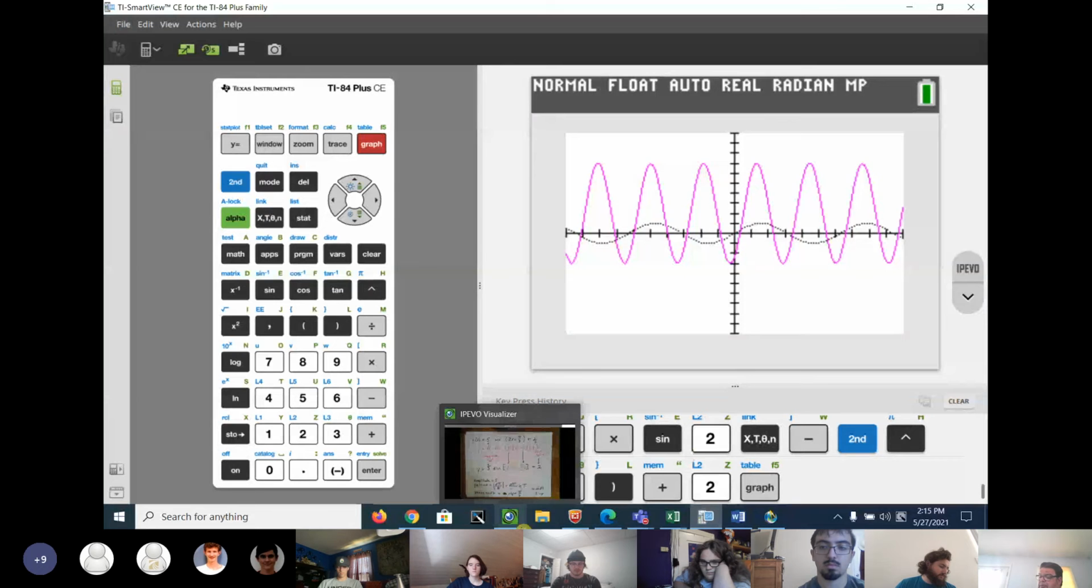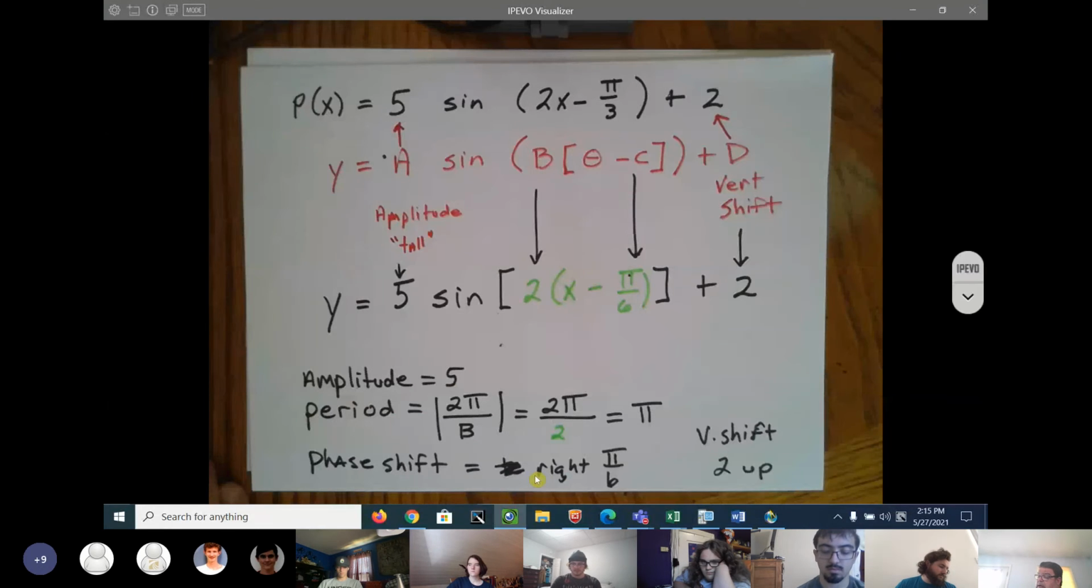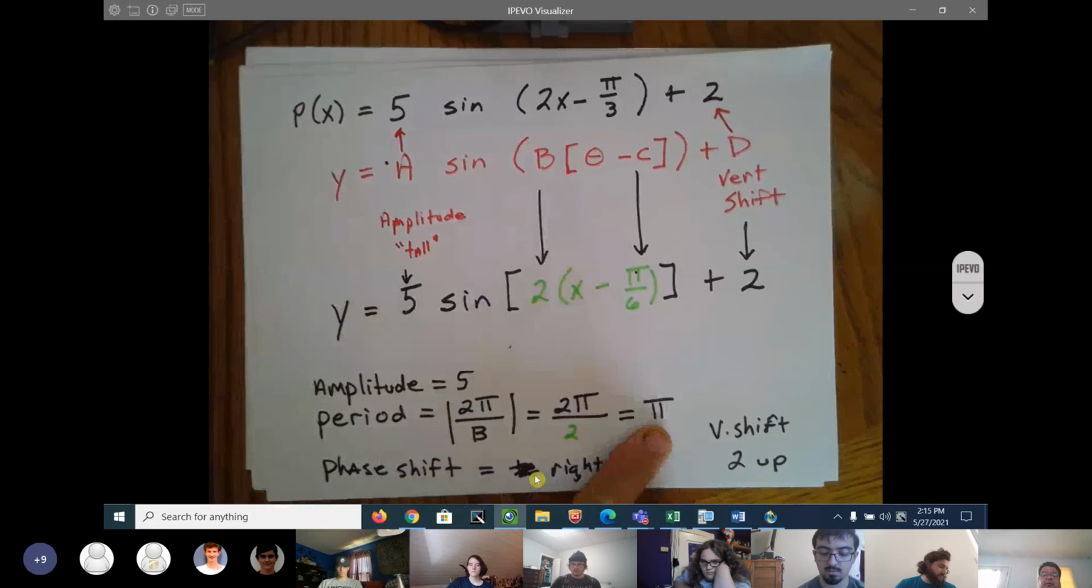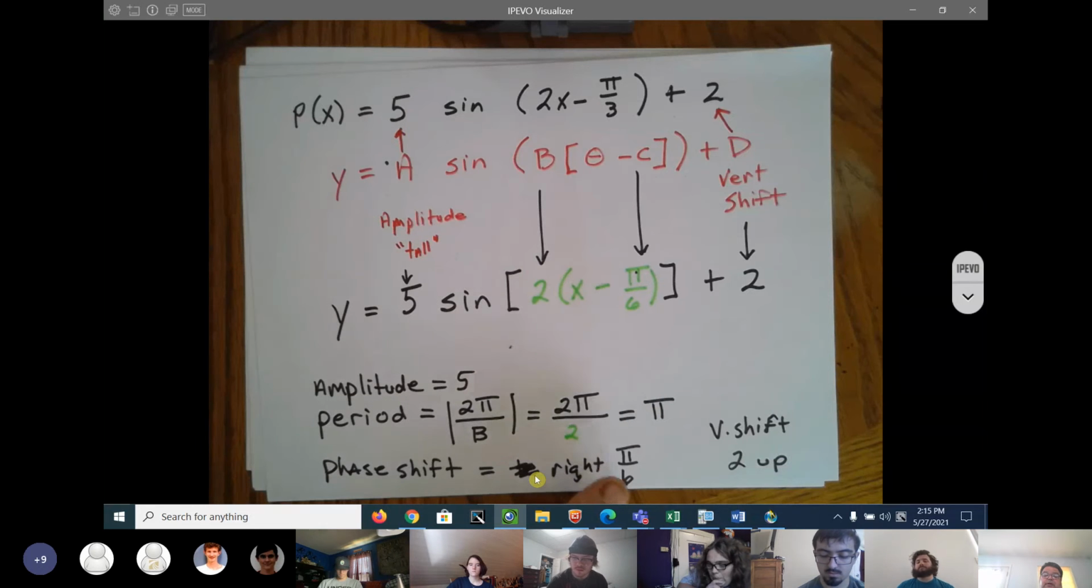And make sure you type in the 5 for the amplitude. And the period is pi. I meant 5 for the amplitude, and pi for the period. And the phase shift is right, pi over 6. And the vertical shift is 2 up. Question on that one?